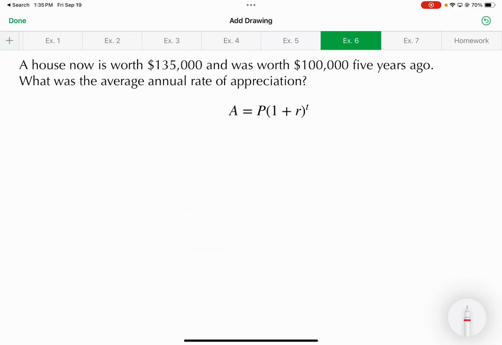We've got 5 minutes left. A house now is worth $135,000 and was worth $100,000 5 years ago. What was the average annual rate of appreciation? What letter am I solving for here? R. Okay, so let's plug in our other information. So the pirate problem. We got 135,000 and 100,000. Where do those go? A and P, right? What's A?